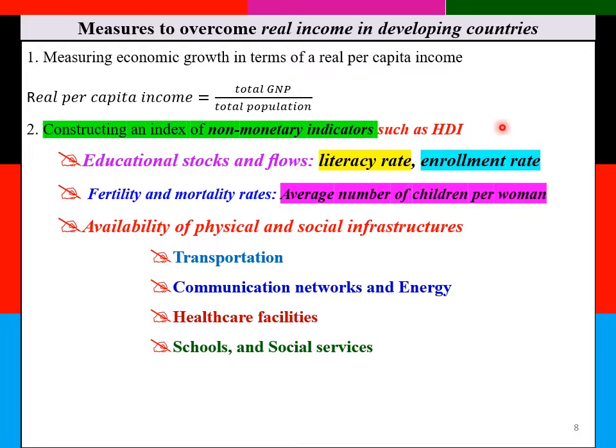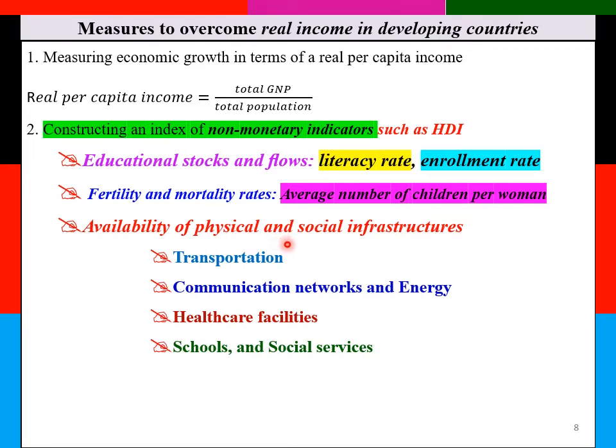By using the Human Development Index, again we can calculate what? The education stocks and flows. When you say education stock and flows, it may be in terms of literacy rate, in terms of the enrollment or engagement of the students in school. Another one is fertility and mortality rate. It means the average number of children born per woman and the average number of children who may die per population can be used for calculation of the real income.